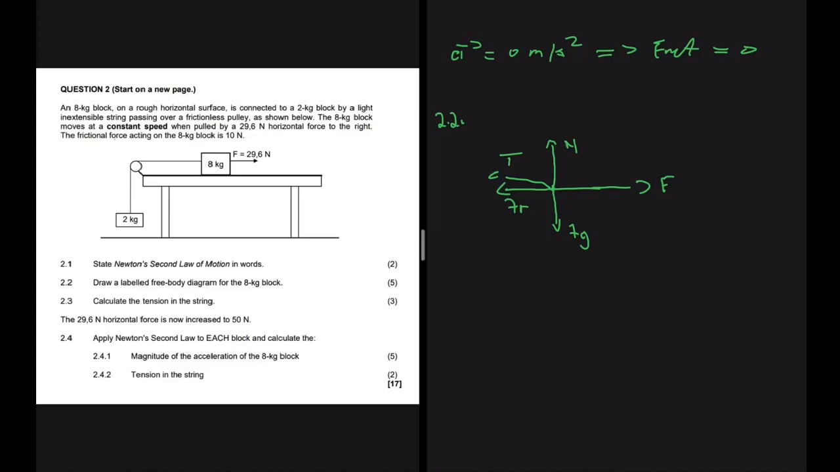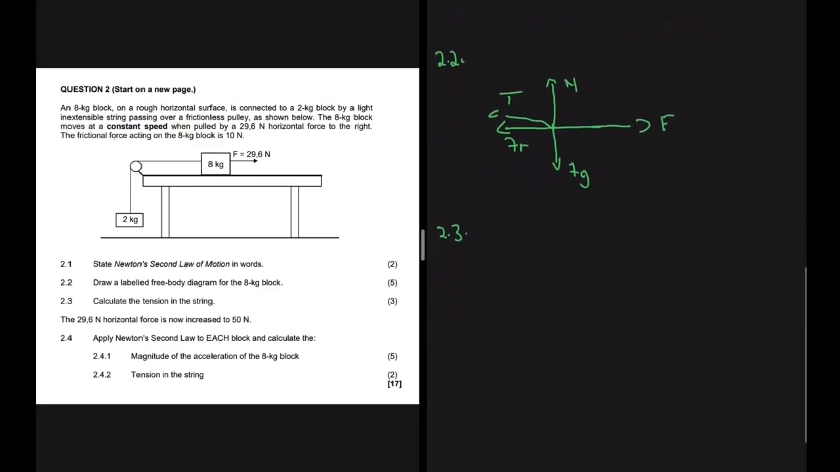It says 2.3, calculate the tension in the string. So let's look at the 8 kg block. I'm not choosing the 8 kg block because it's the one I like the most. 8 is not my favorite number. I'm just trying it out. I will write all the given information for the 8 kg block and see if I get to the answer. If I don't, I'll then use the 2 kg block.